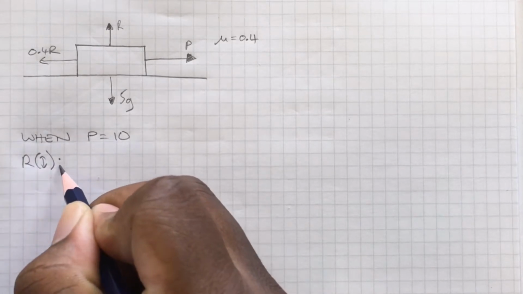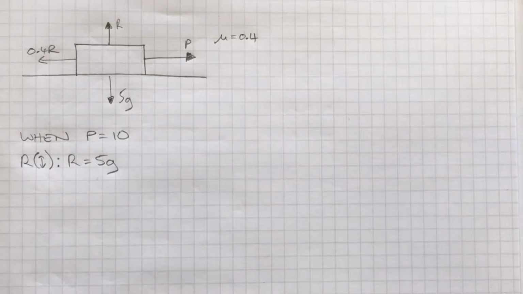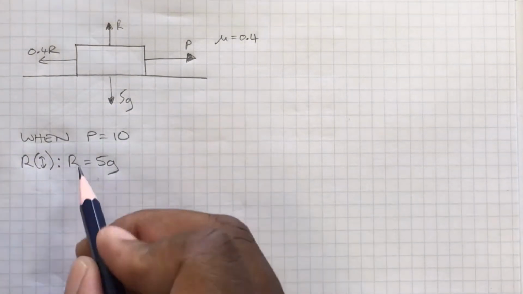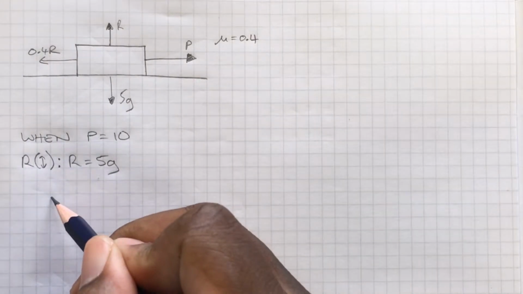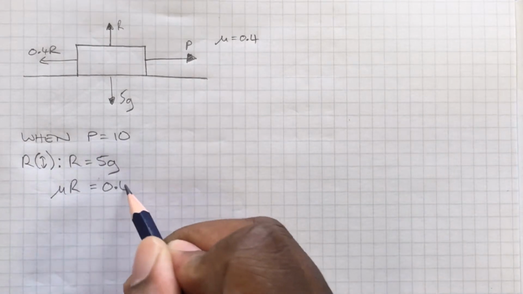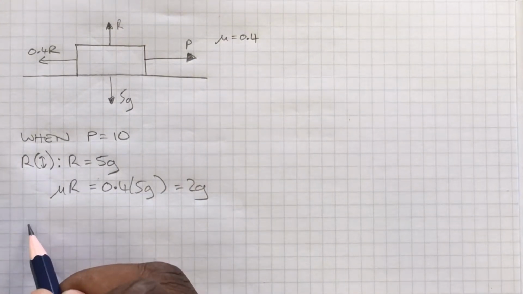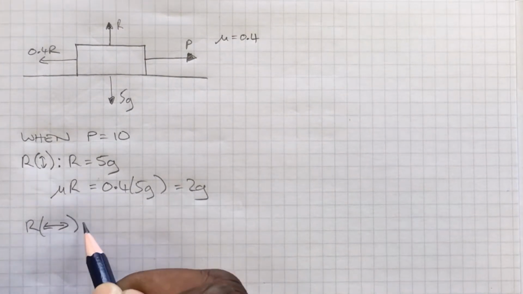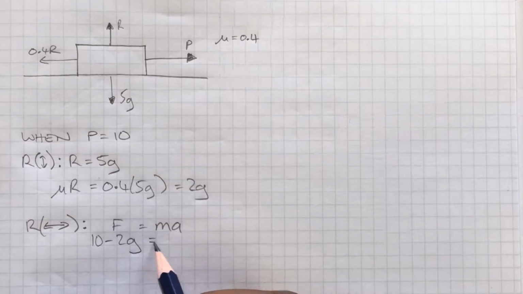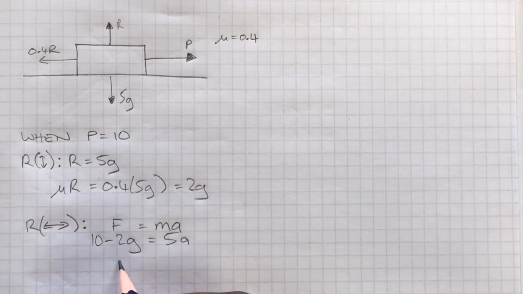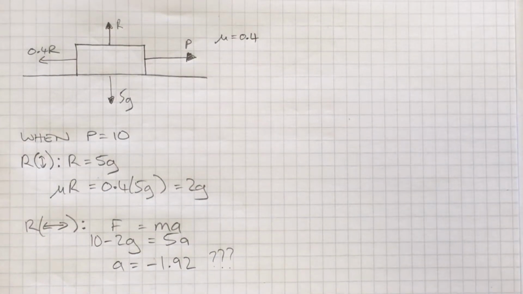So if we were to go ahead and calculate as we usually do, we'll start by resolving vertically, and we get a reaction force of 5g. Next, we can resolve horizontally, and mu R, or maximum friction, is going to be 0.4 multiplied by the 5g, which altogether gives us 2g. Alright, so our resolving should give us 10 subtract 2g. That will be our resultant force, equals the mass times the acceleration. From here, apparently the acceleration is negative 1.92.